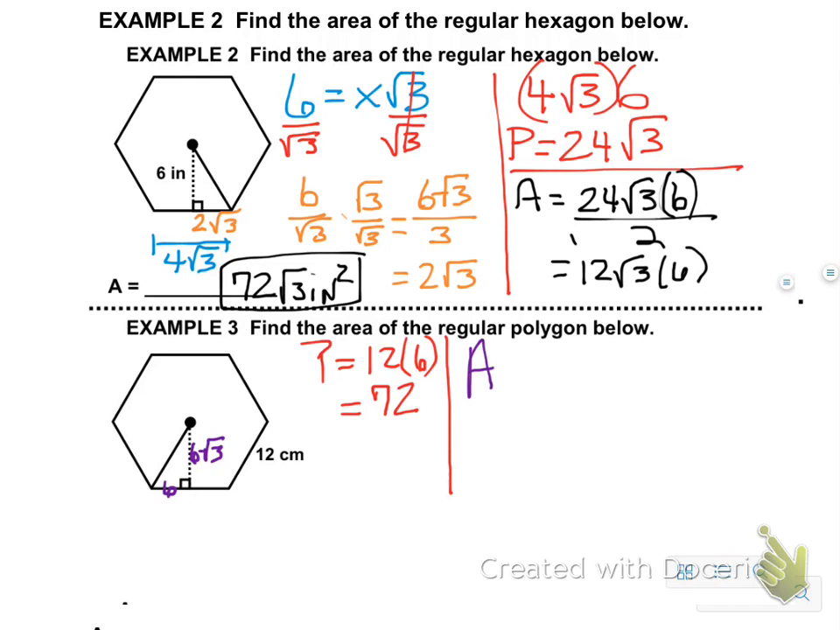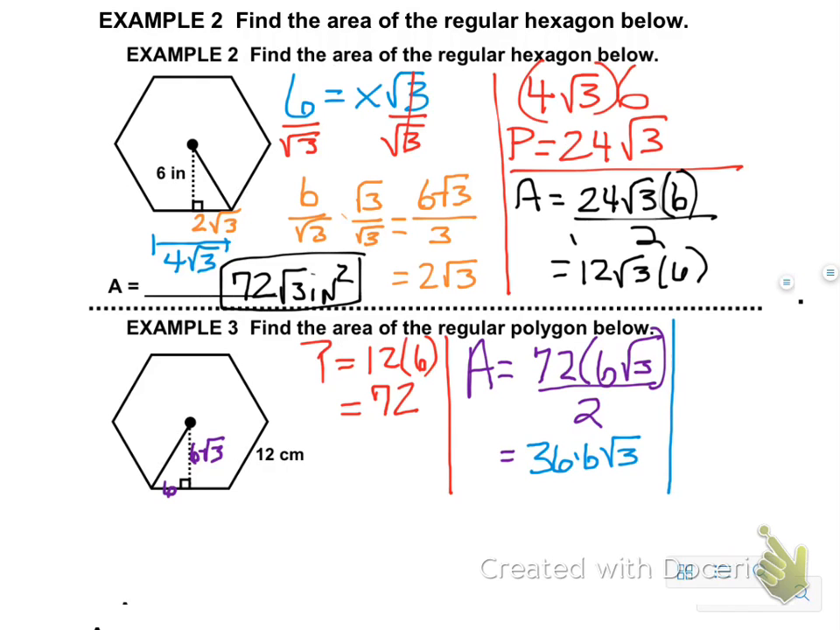So to find the area, I'm going to take the perimeter times the apothem and then divide by 2. So our answer to this one is going to be, and again, you can multiply 72 times 6 and then divide by 2, or you could reduce first and do 72 divided by 2, which is what I'm going to do. So 36 times 6 square roots of 3. It is going to give us, let's see, 6 times 36. I'm getting 216 square roots of 3 centimeters squared.